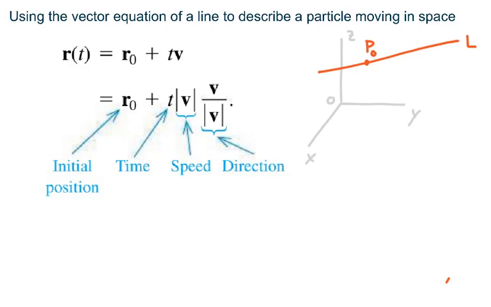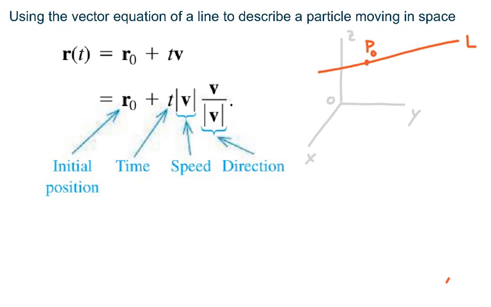In this video, we're going to talk about using the vector equation of a line to describe a particle moving in space. Previously, we discussed the vector equation for a line. Again, we're going to reiterate that. We have a line in space. There is some initial point P naught on that line with components x naught, y naught, z naught.